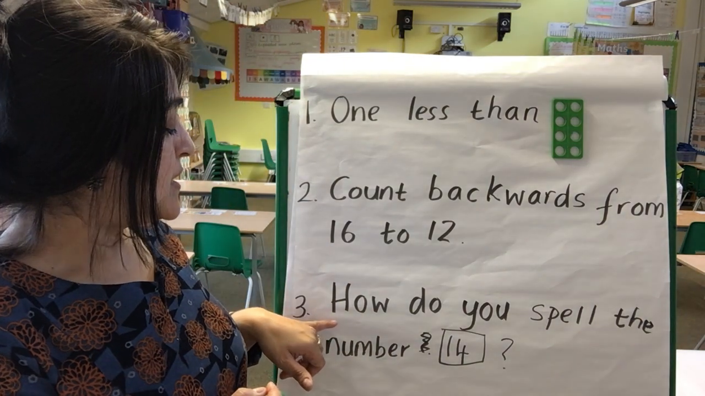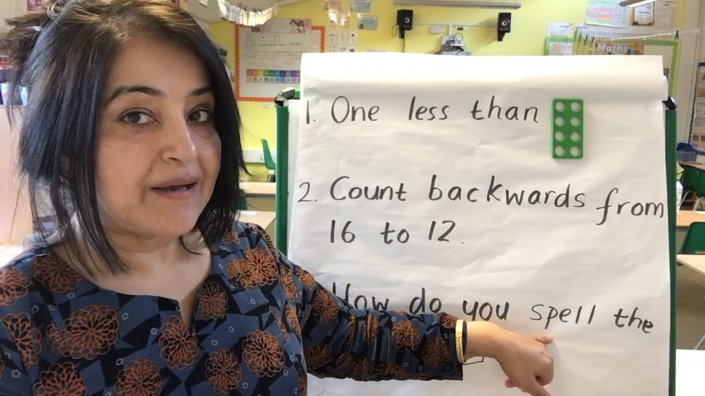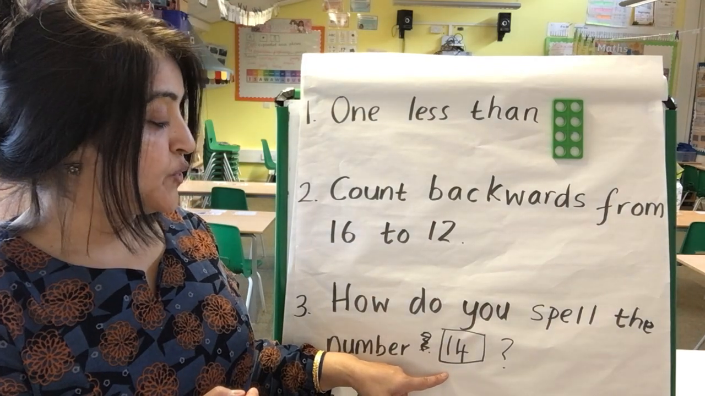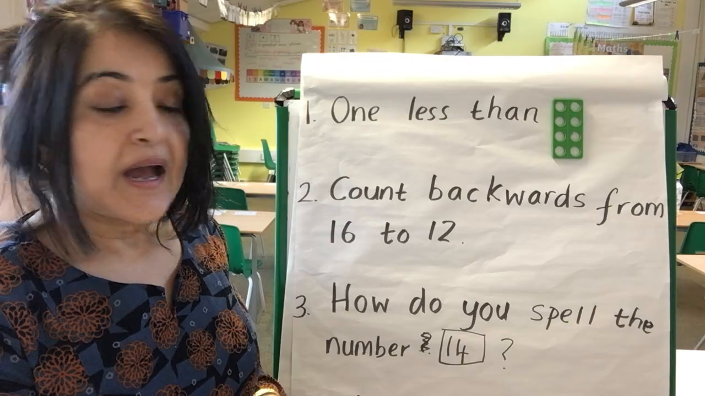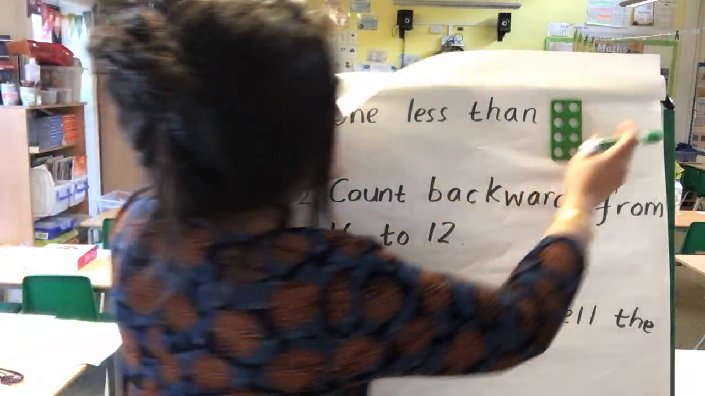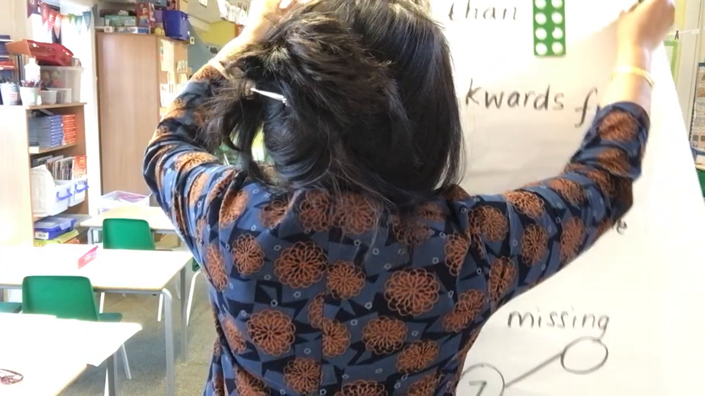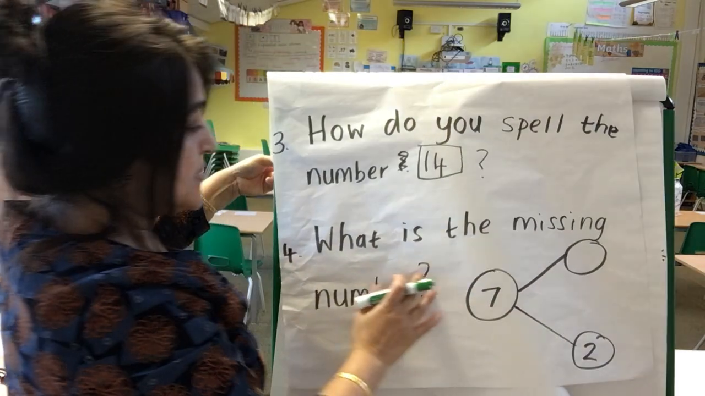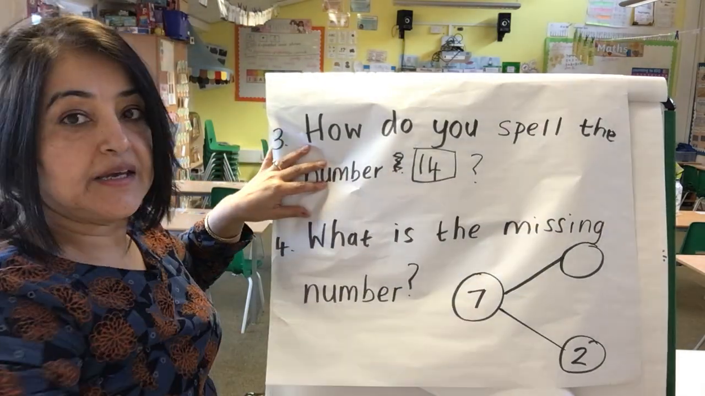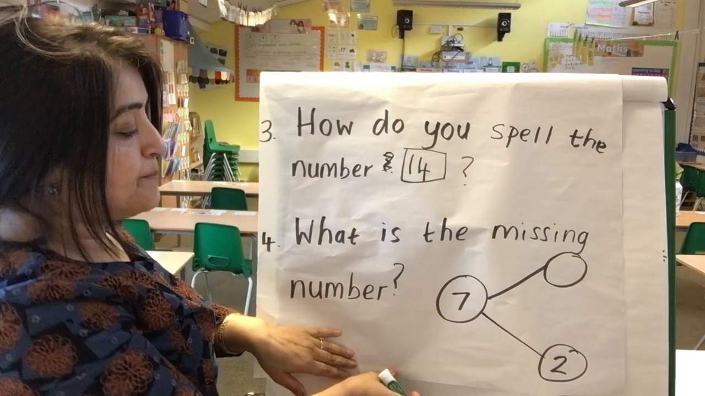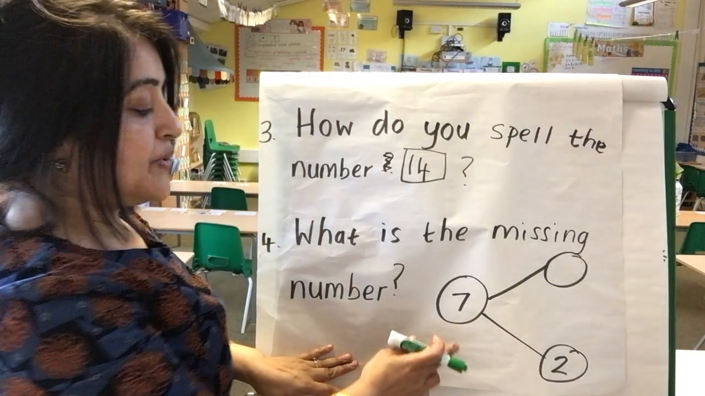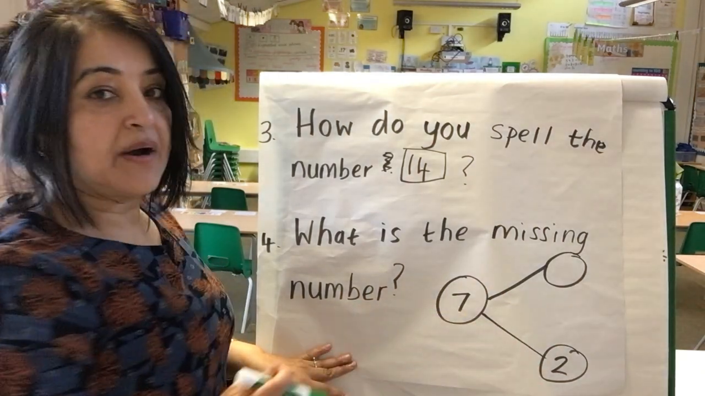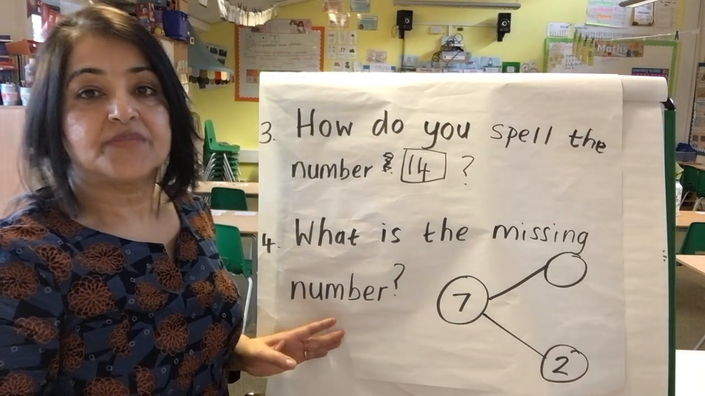And number 3, how do you spell the number 14? And the last one is, what is the missing number? You've got your whole, you've got one part, and you've got one part. You already know what that part is, but you've got to work the other one out. Could you do that now?